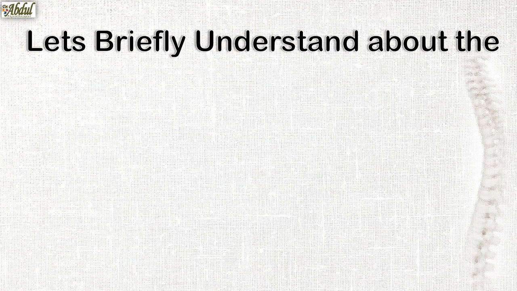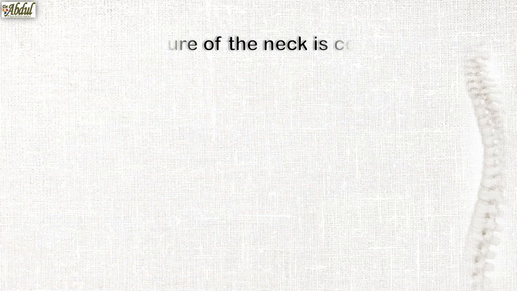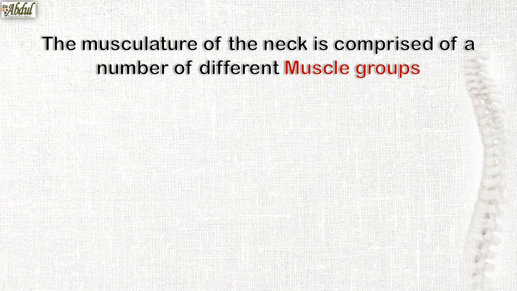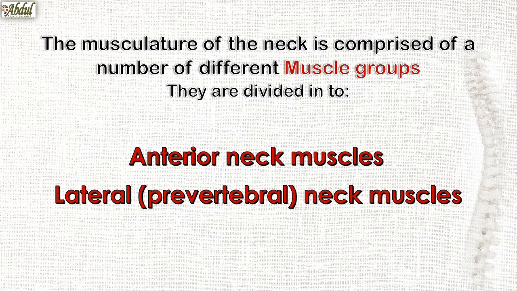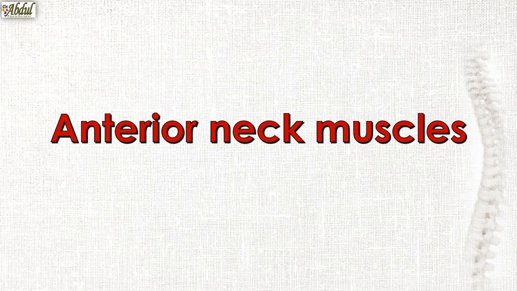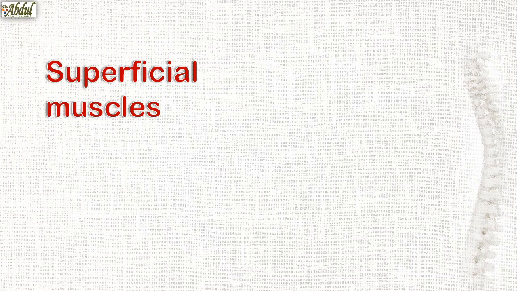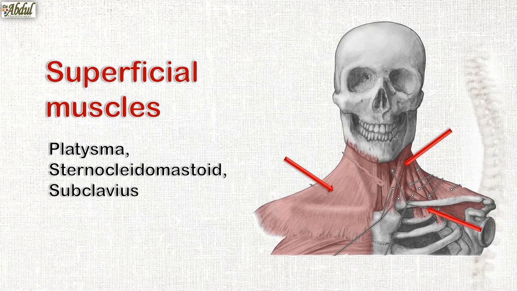Let's briefly understand the neck muscles. The musculature of the neck is comprised of a number of different muscle groups. They are divided into anterior neck muscles, lateral or prevertebral neck muscles, and posterior neck muscles. Let's talk about the anterior neck muscles. Superficial muscles, what are they? Platysma, sternocleidomastoid, subclavius.